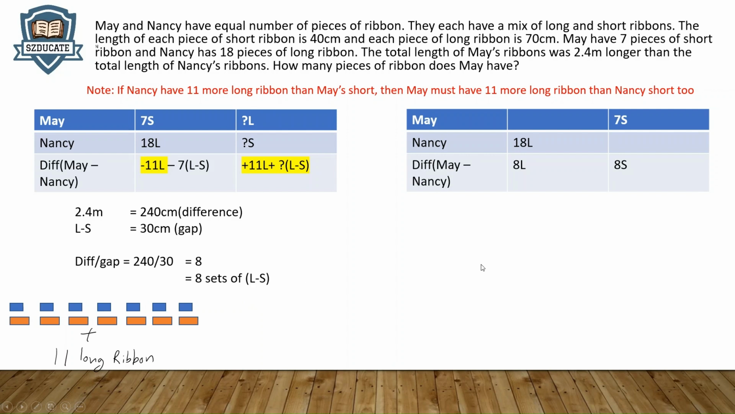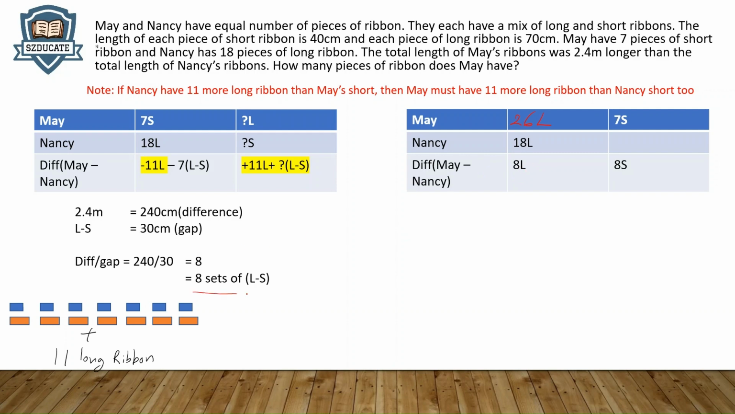Now, how did this come about? Because Nancy has 18 long. May has more long because Nancy got more long than short compared to this. So May must have more. May minus Nancy, so we get 8 long. So it must be 8 more than Nancy's 18. And that will be 26 long ribbon. Okay, once again, where do we get this 8 from?